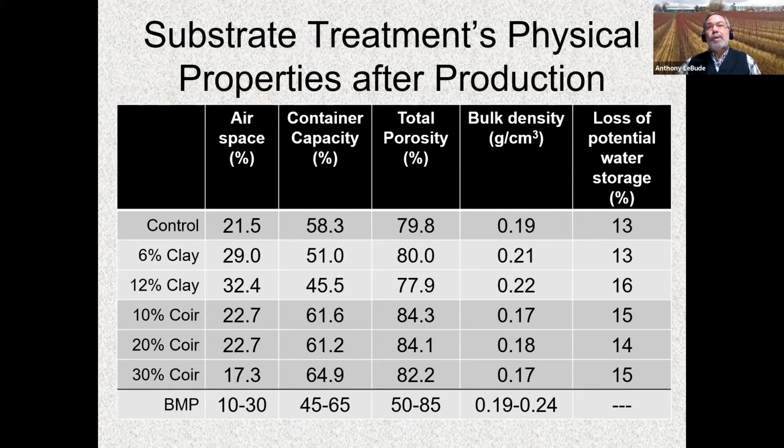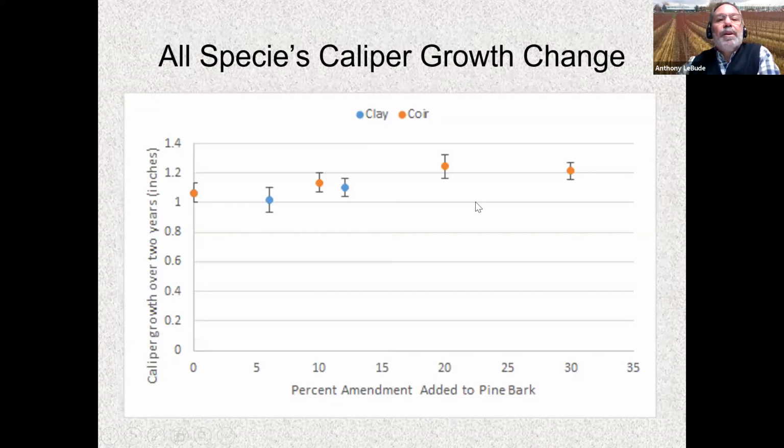Now everything was getting watered based on the control and how the grower had been doing it since they started growing large trees. So if we look at this, this is all the species caliper increment. So they all started out somewhere like, I think they were 7 gallons. I think they were like a 1/4 inch or 1/2 inch or something. They're all different, but this is the amount that they grew over the 2 years based on the percent amendment added. So caliper growth over 2 years on the left side here, so it's not their final caliper; it's just the amount that it grew, and then the percent of the base.